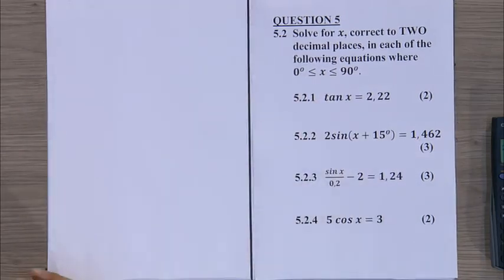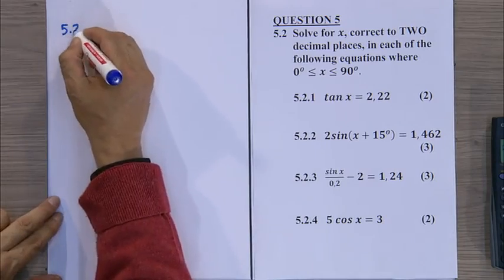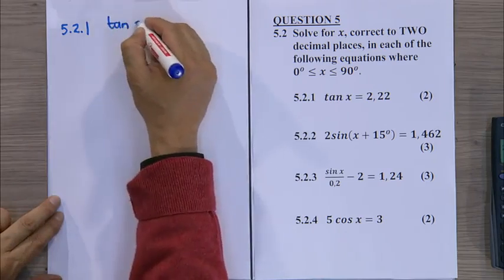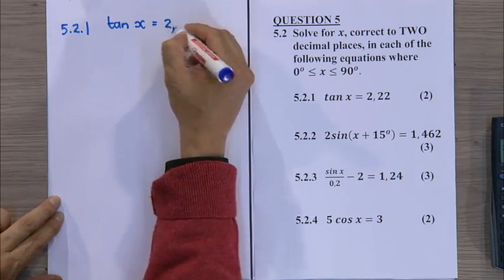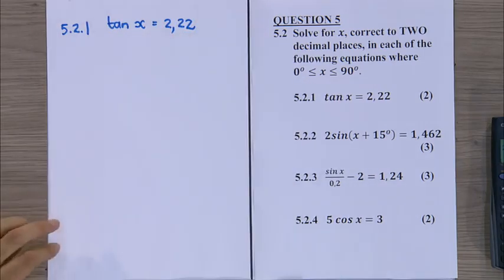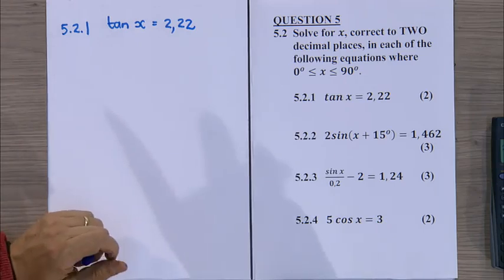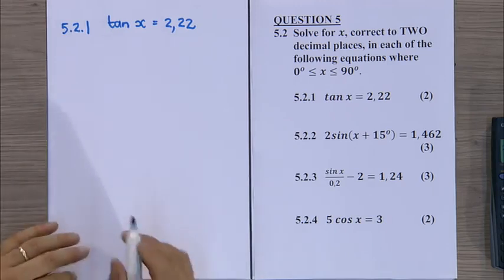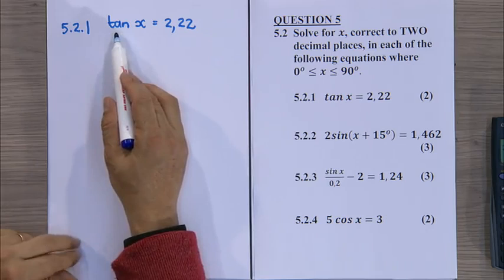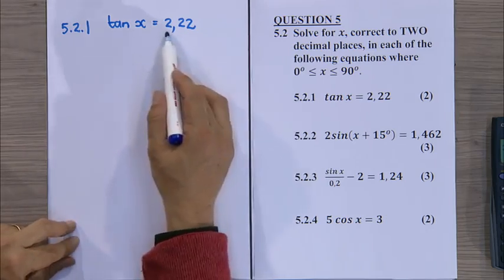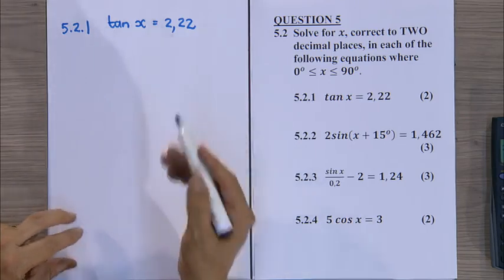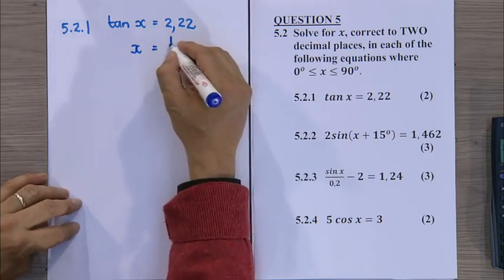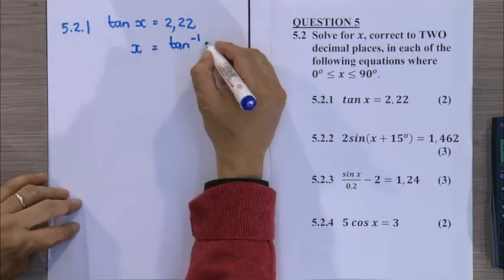Now, if I need to work on this, let's look at the first one. 5.2.1. We have there tan x is equal to 2,22. Remember what I said? If I want x, I don't want the other things with x. Now, the one skill that is important is that if I want to get rid of tan, I have to divide by tan here and divide by tan there. But for you to remember it easier, if I want to get rid of the tan, it becomes tan to the power minus 1 of 2,22.